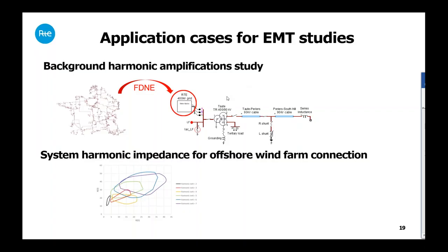For the second application case, this is for offshore wind farm connection to the network. We provide harmonic impedances of different network topologies and short circuit powers. And for this case, not only 400 kV, but also some parts of 225 and even 90 kV grids are imported. And no FDNE reduction is needed for this application case because frequency simulations are fast, even with the complete network.